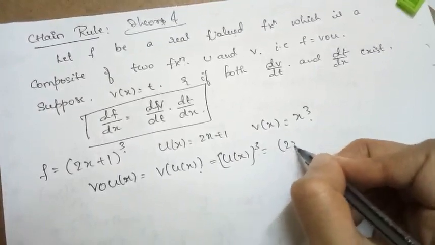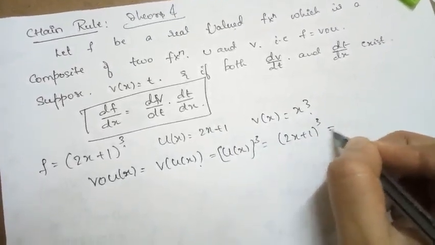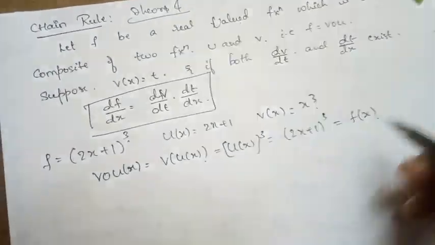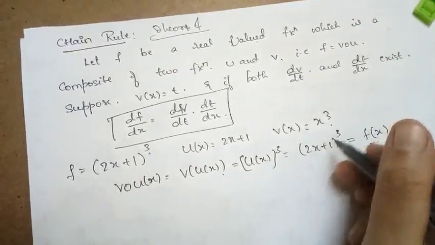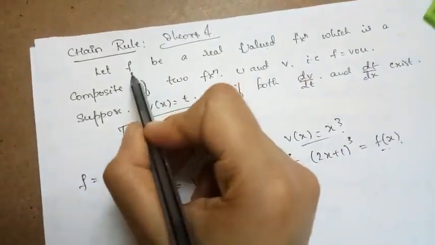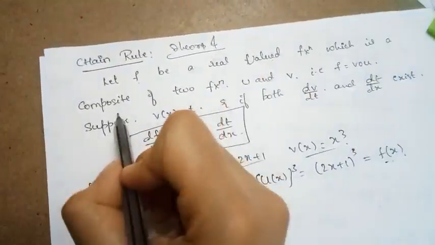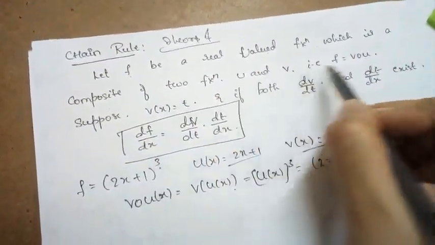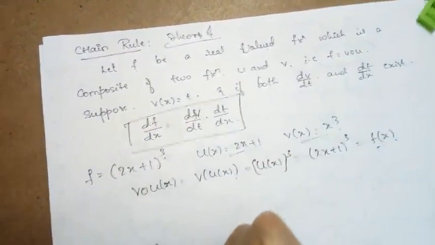It is nothing but (2x + 1) whole cube, which is nothing but f of x. So clearly f of x is a composition of two functions. So f is a real valued function which is a composition of two functions, say u and v, that is f is equal to v of u.